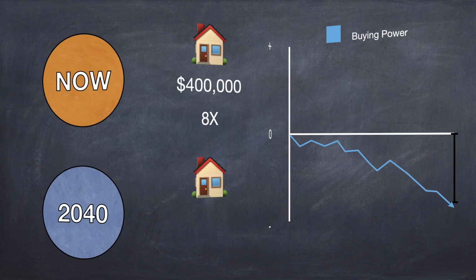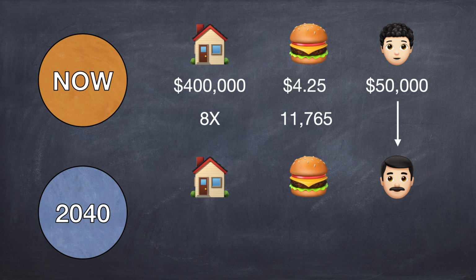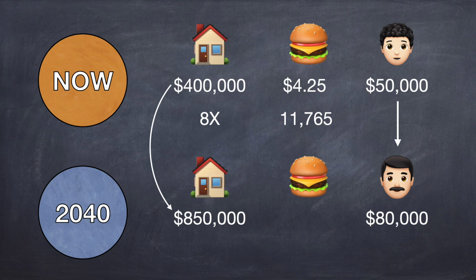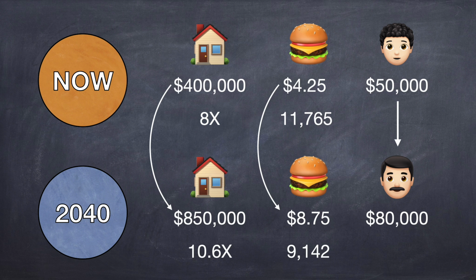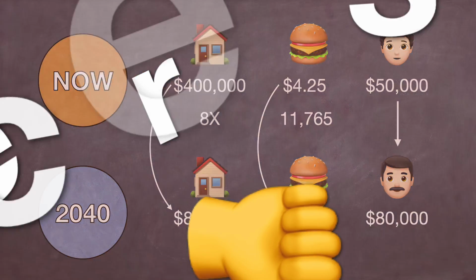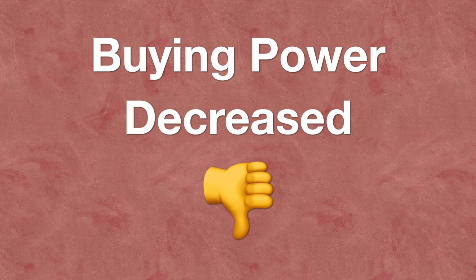So let's go back to that example. Again, let's say your wages went up a little bit, and you're now at 80,000, but inflation went up a lot. So now a house, instead of 400,000, is 850,000, and a hamburger is $8.75. So again, 850 divided by 80 gives us 10.6x, and you can now only buy 9,142 hamburgers. So your buying power went down a lot in this period. That's not what you want.